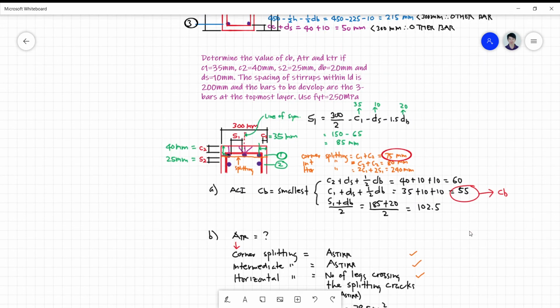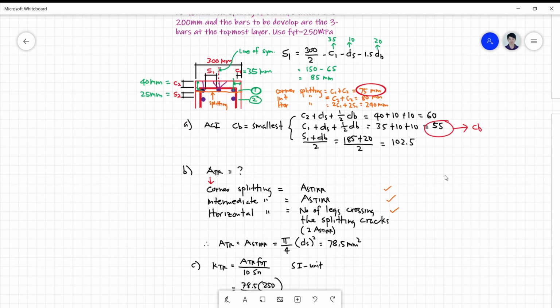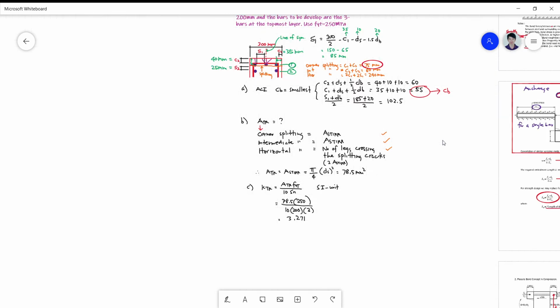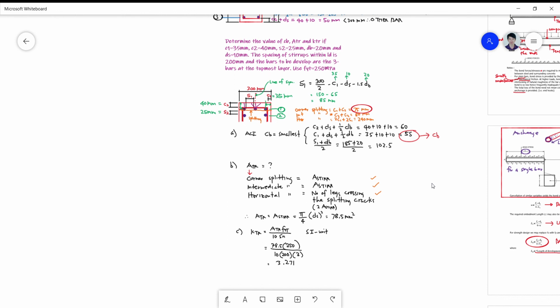Of course, your CB plus KTR over DB will be used finally in the computation for the length of development. Okay, so I hope you are enlightened with the computation of these variables. Thank you very much.